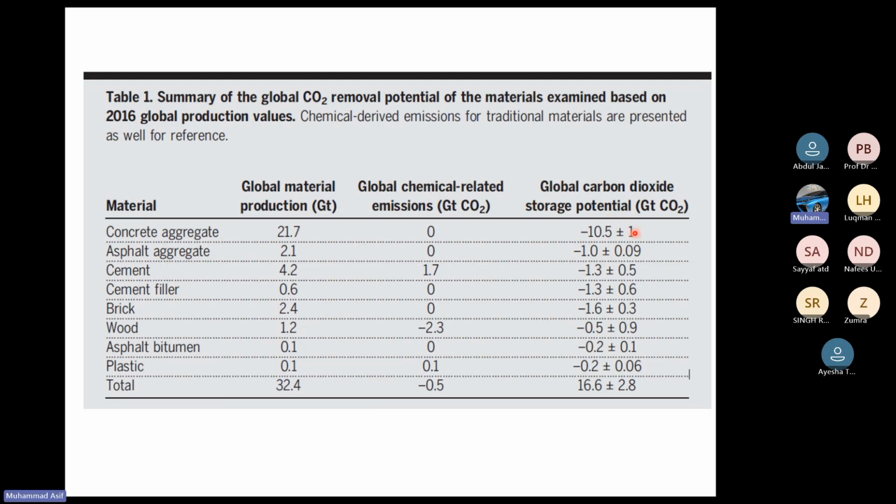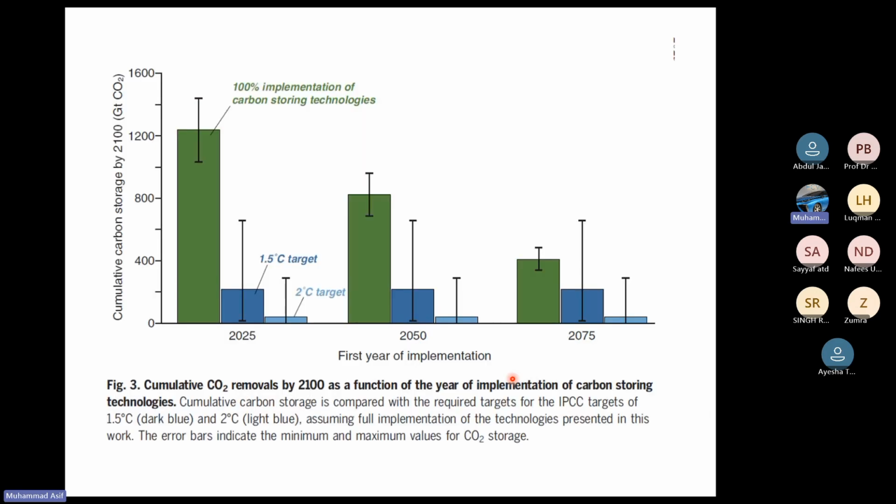And then this is the storage potential. If we use concrete aggregate, it can capture 10 gigatons, asphalt 1 gigaton, cement 1.3, cement filler, bricks, wood. All these materials have the capacity to capture carbon dioxide from the environment, and in total it can go up to 16.6 gigatons. This is already a breakthrough study published in Science, and it is a viable and sustainable solution for the decarbonization of this world.